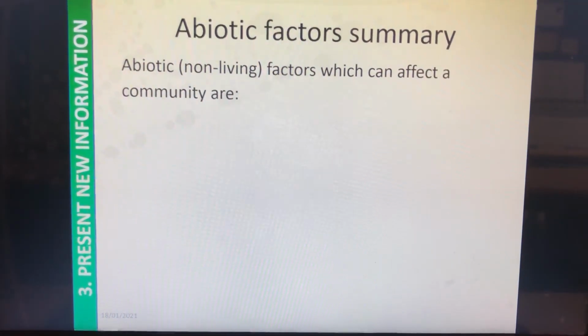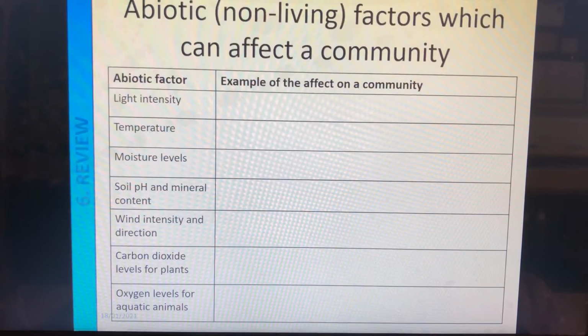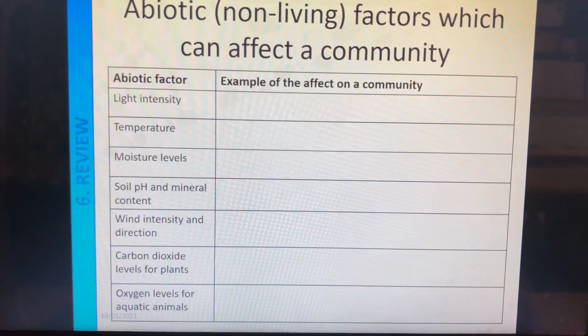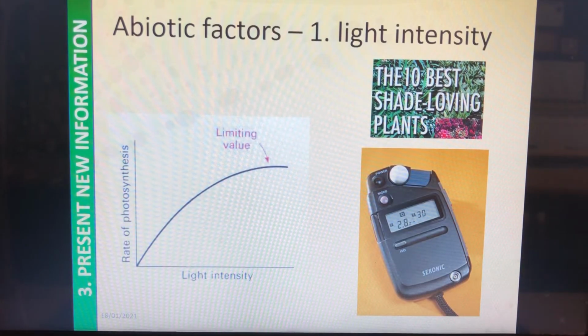So abiotic factors include all of these 7 things, and we're going to talk about these in turn and write some notes on each one. So let's start with, and if you want to put it into a table you can, I don't think you need to, I think we'll just use subheadings. So we'll start with light intensity.